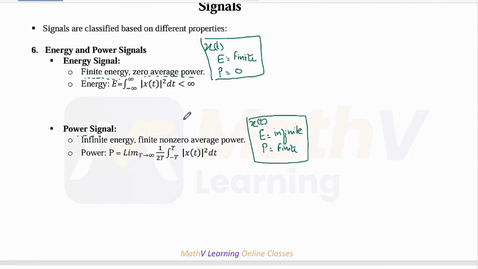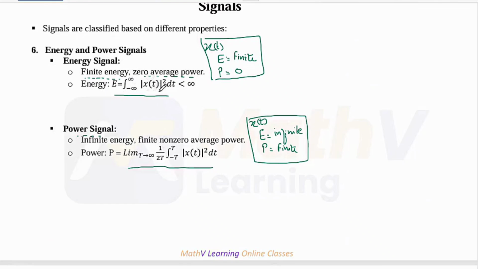Okay, so what is energy? For a signal, the energy is E equal to integral minus infinity to infinity of mod x of t square dt. The magnitude squared is integrated over the entire time period, and then we get the energy of a signal. And how will we get the power? That is the average, right? We take the average of that energy: limit t tends to infinity, 1 by 2t, integral minus t to t, mod x of t whole square. So these are the equations for energy and power.